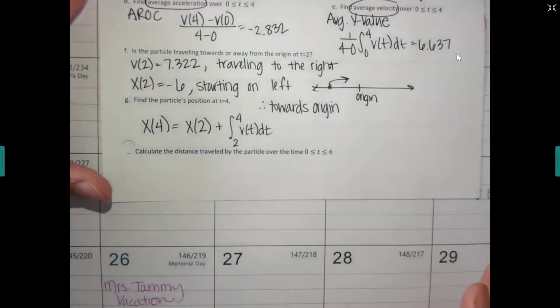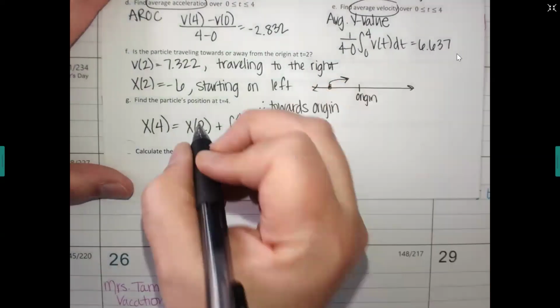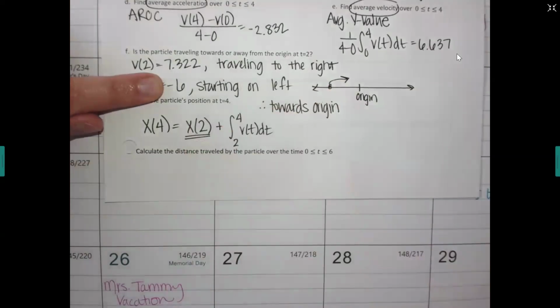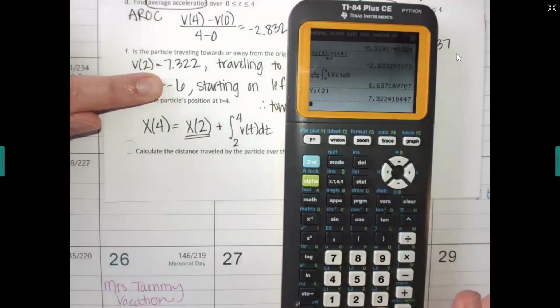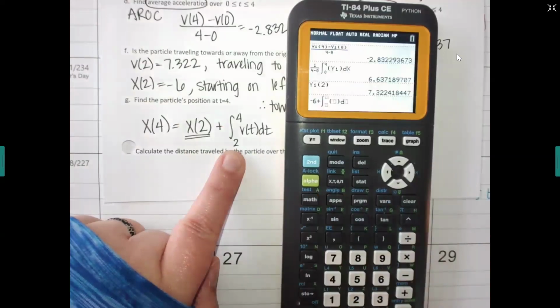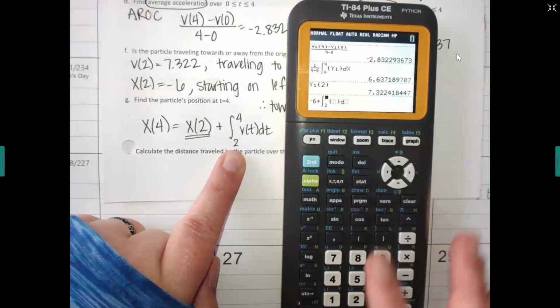Okay, then from there, you would just do this in the calculator. What is the position at 2 that was given to you? So you would type in -6 plus. And then for this integral, you would just math 9 it from 2 to 4.